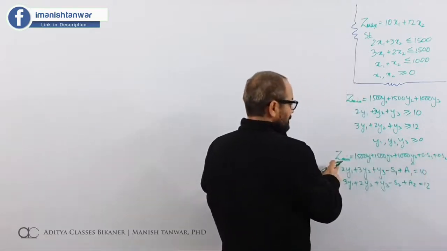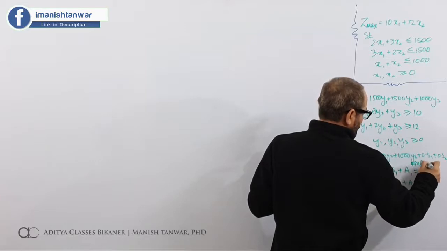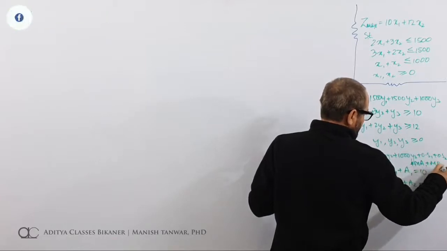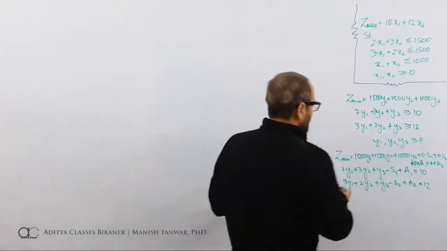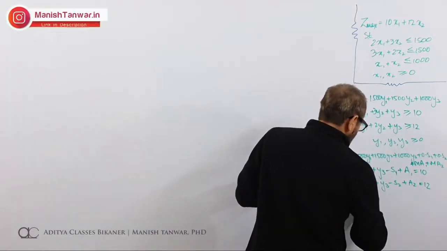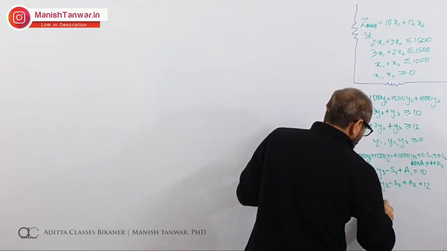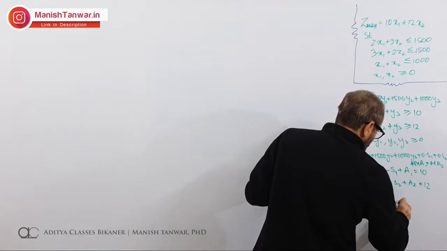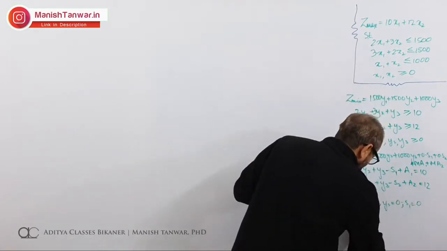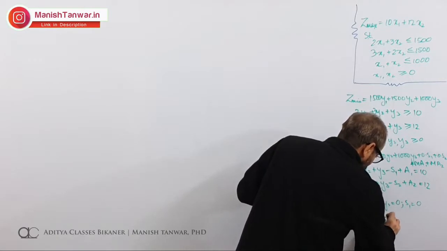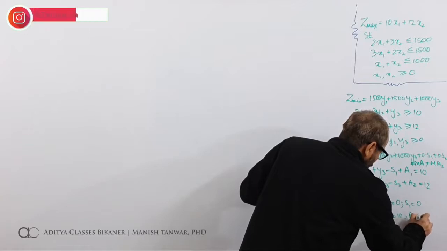It is minimization. So I will be having plus M a1 plus M a2. This becomes my objective function. And if I try to find out IBFS from this, it will be y1 is equal to 0, y2 is equal to 0, s1 is equal to 0, s2 is equal to 0, a1 is equal to 10 and a2 is equal to 12.